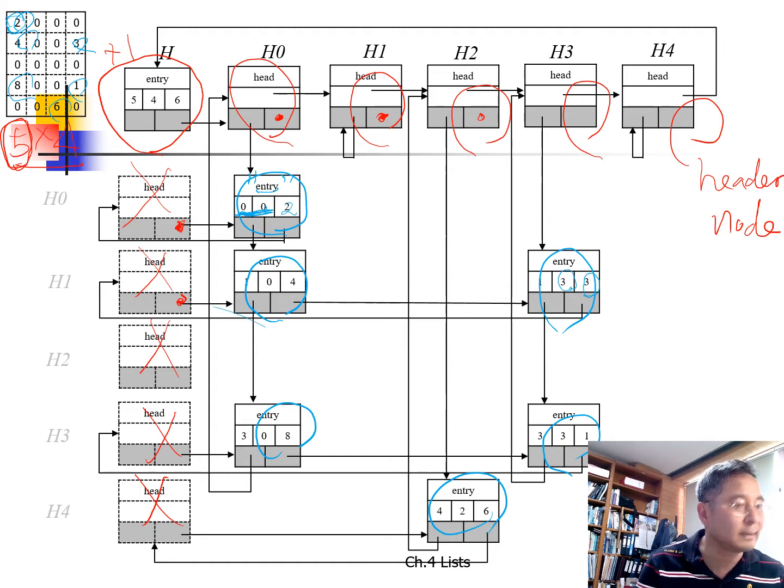How about 8? 8 is located at row 0, column 3, and the non-zero value itself is 8. And the 1 here is at location 3, 3, and the non-zero value is 1. And this one is at 4, 2, and the non-zero value is 6.